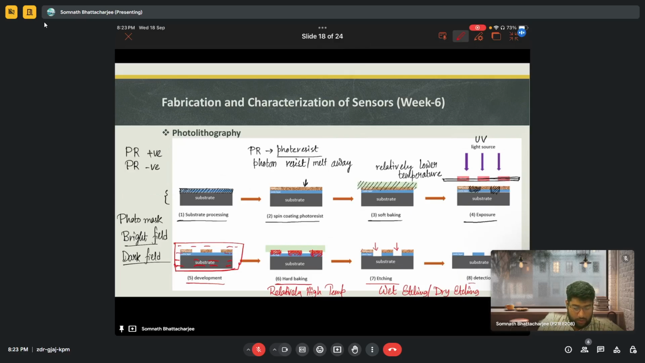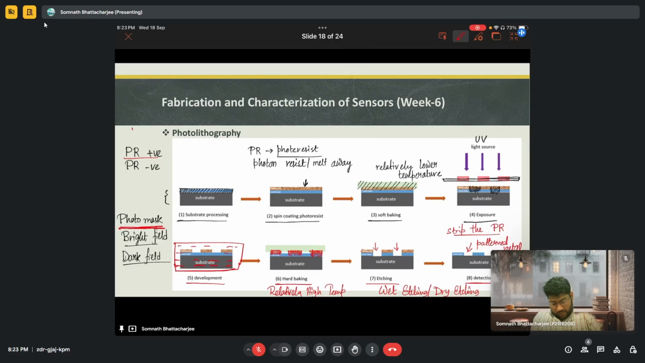Now the last one is the stripping, where we strip the PR layer. Okay, so we'll strip the PR layer, we'll remove the PR layer, and the remaining one will be the patterned metal layer. Now, this process is called the photolithography process, where based on the choice of PR and choice of photomask, you can determine what kind of pattern will be there.